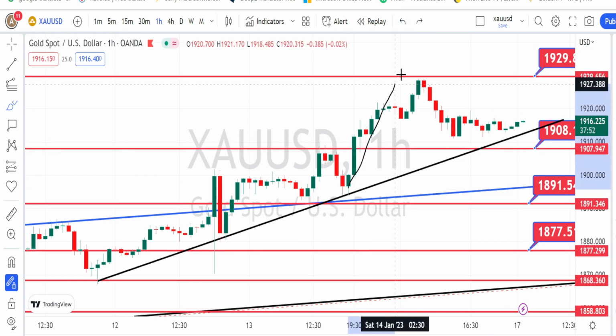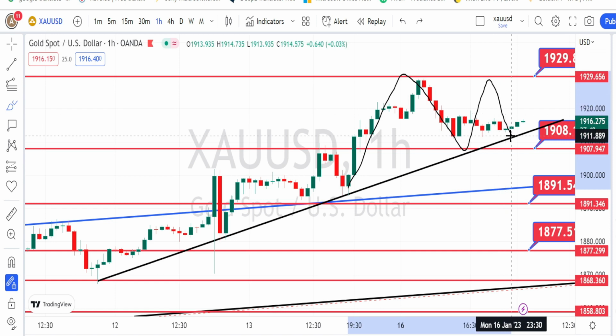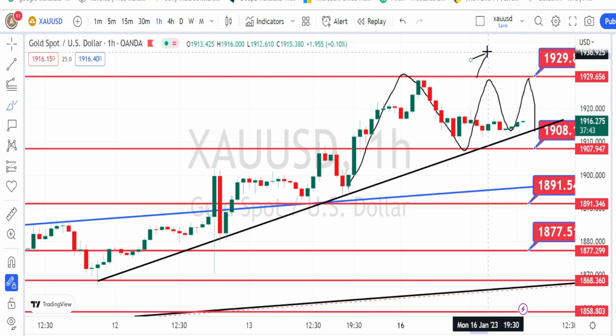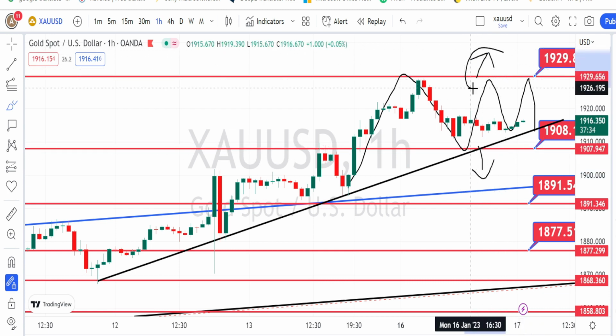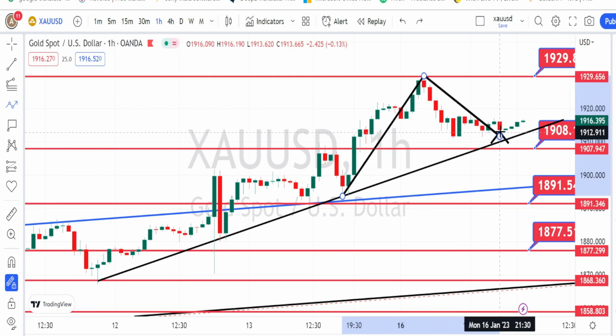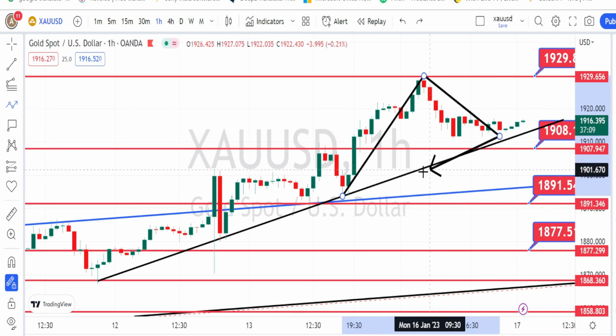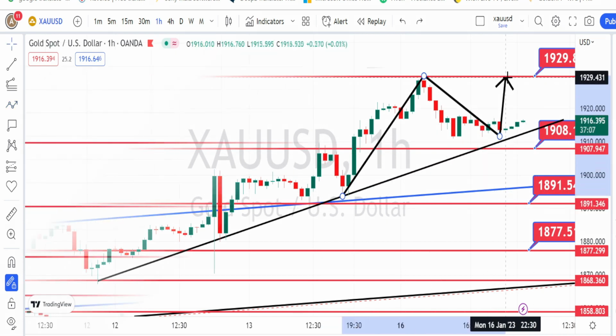For now we are seeing a consolidation between this resistance level and the support line from the hourly time frame. Wait for it to give a directional breakout in hourly time frame, based on which you can enter into the directional trades. And the current trend of the price action is still in a bullish trend as long as it is trading above this support line from the hourly time frame.